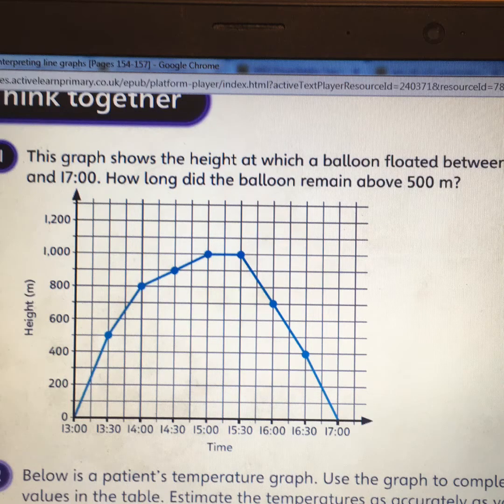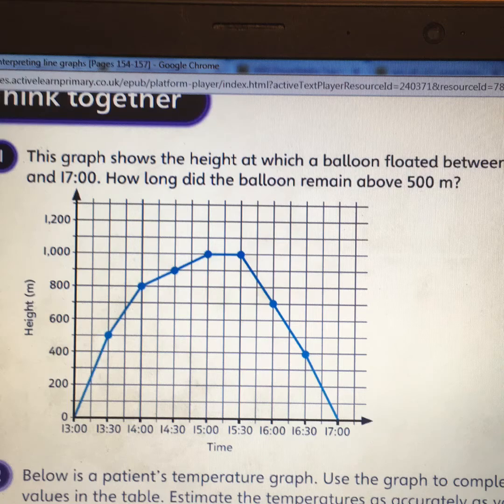Okay then, think together time. So we have a graph. And this graph shows the height at which a balloon floated between 13:00, what time's that? 1 o'clock in the afternoon, because you take away 12. And 17:00, what time's that? Take away 12 hours, would be 5 o'clock in the afternoon. So it's the height a balloon floated between 1 o'clock and 5 o'clock in the afternoon.